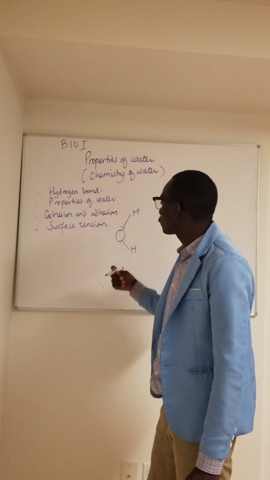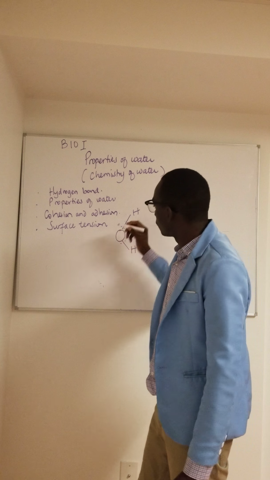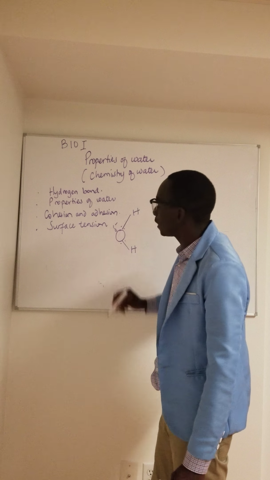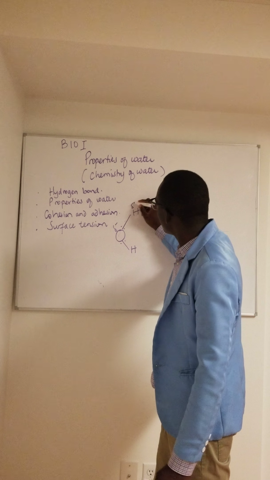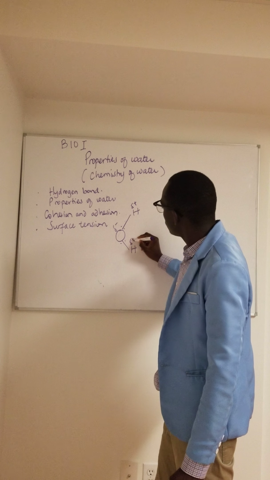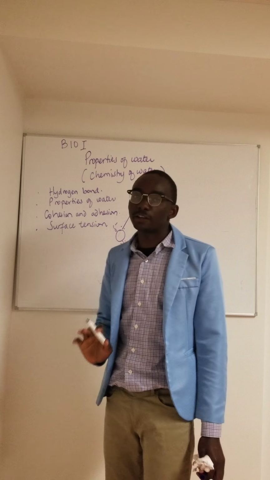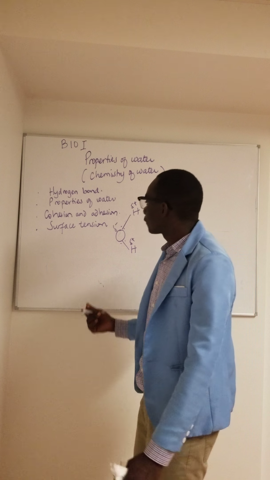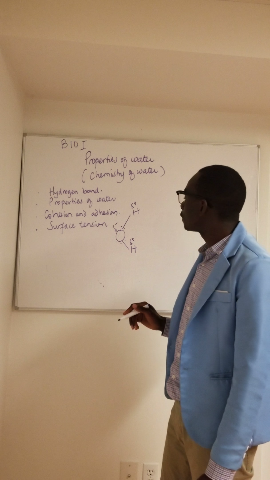So this produces what we call a partial charge. It gives oxygen a partial negative and hydrogen a partial positive. This means that this molecule is polar. That's why we say water is polar. It's because of the electronegativity of oxygen.